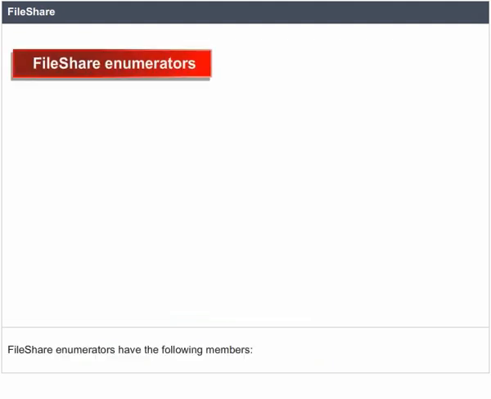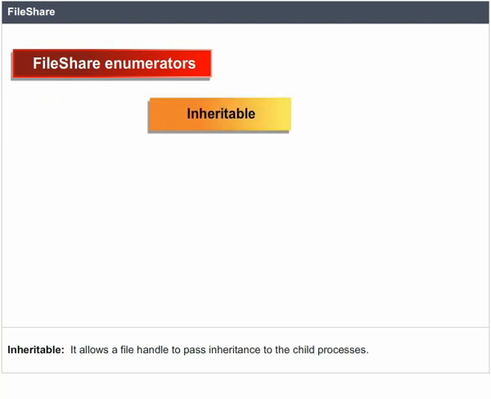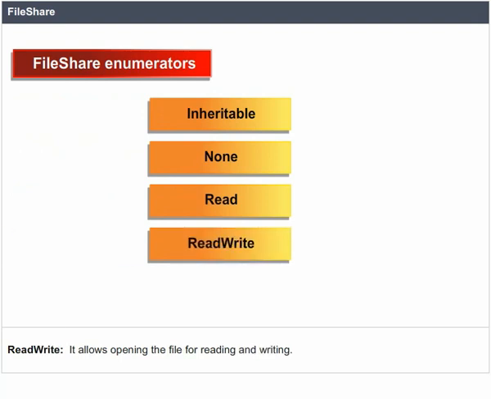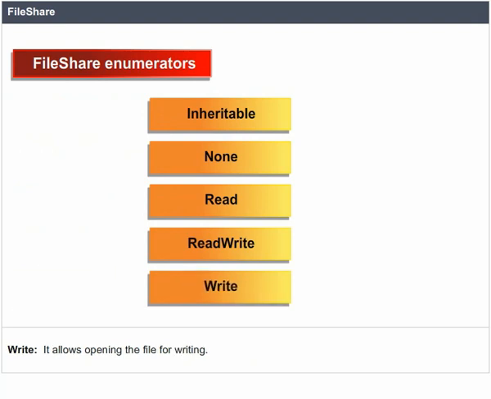FileShare. FileShare enumerators have the following members. Inheritable. It allows a file handle to pass inheritance to the child processes. None. It declines sharing of the current file. Read. It allows opening the file for reading. ReadWrite. It allows opening the file for reading and writing. Write. It allows opening the file for writing.